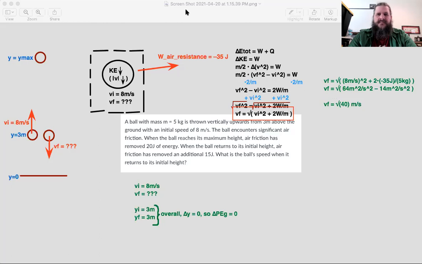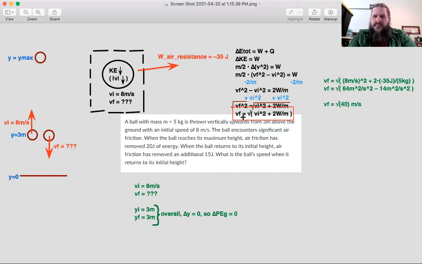On the quiz, it says that the correct answer is 7.1. Did I subtract that wrong? You got 35 joules, 5 kilograms, 8 meters per second. So 64 minus, is that 14? Because we got 35 over 5. Seems like we should end up with square root of 40. Am I missing something here?